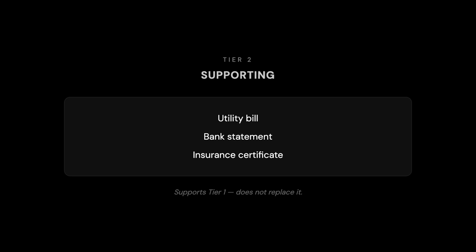Then there is tier 2, the supporting evidence and supporting documents: utility bills, bank statements, or insurance certificates. Each one has to show the same business name and address as your GBP. That's very important. These can back up tier 1 documents, but they don't replace them.